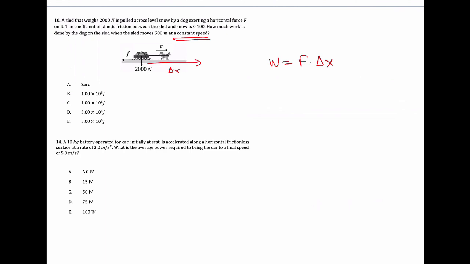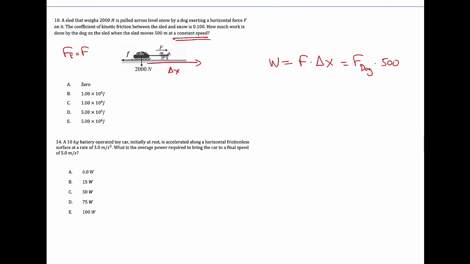Now there's a small problem here. We don't know the value of the force applied by the dog. The only thing that we know is the distance, that it is 500 meters. However, we have a very, very useful piece of information, that the speed is constant. And since the speed is constant, the force of friction will be equal to the force by the dog.